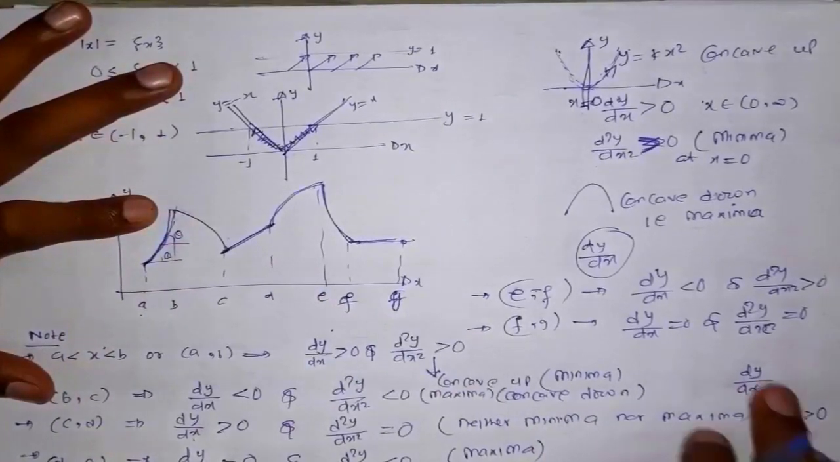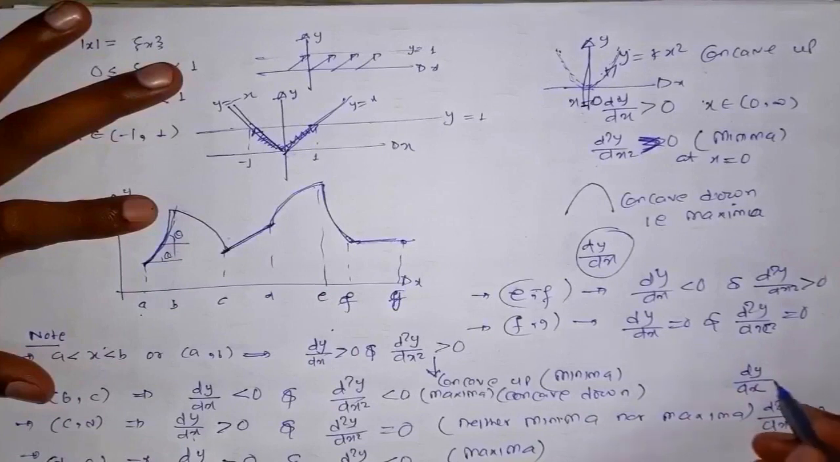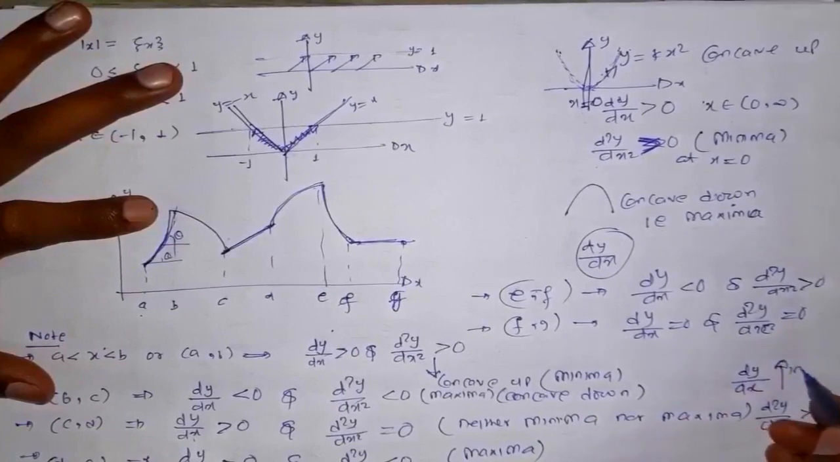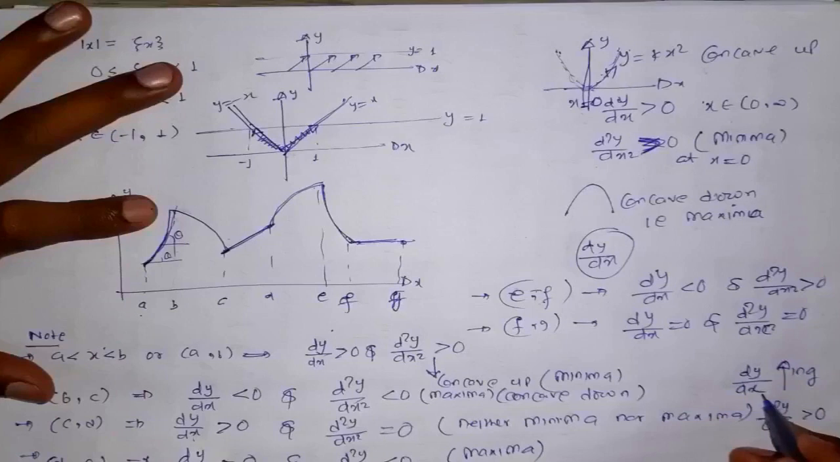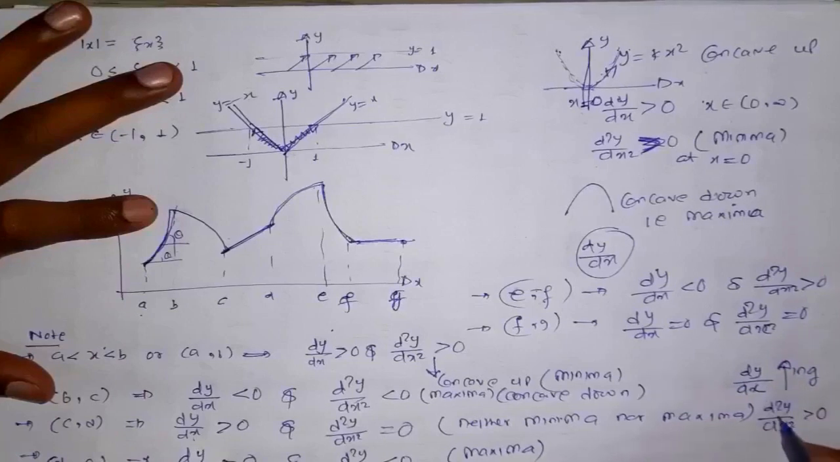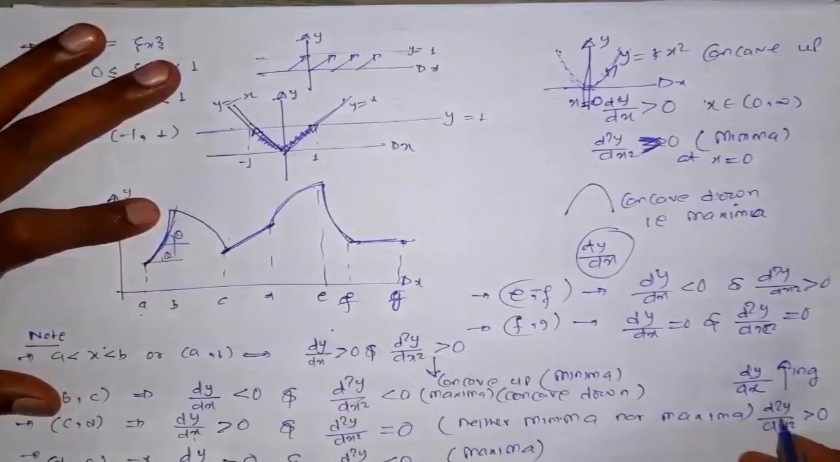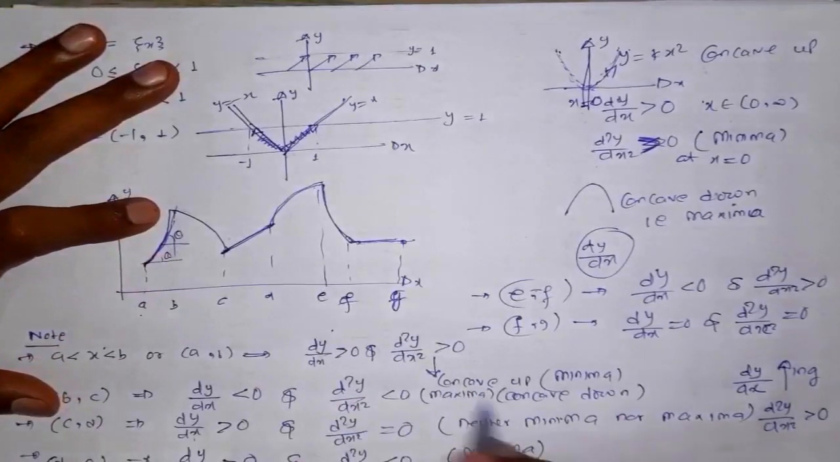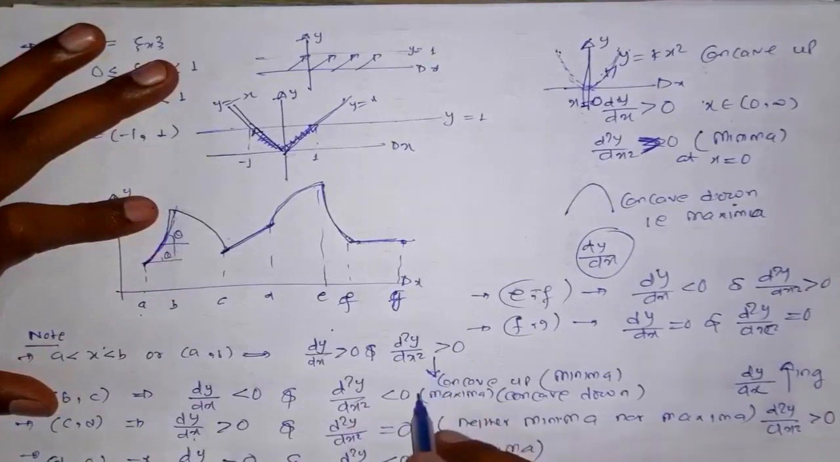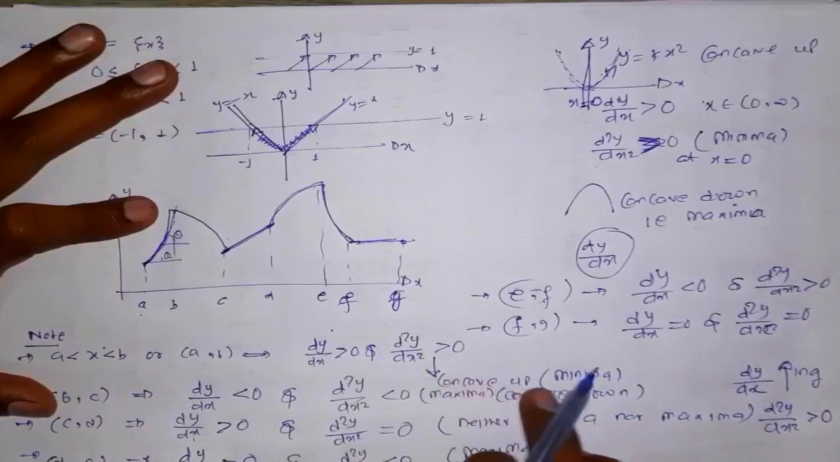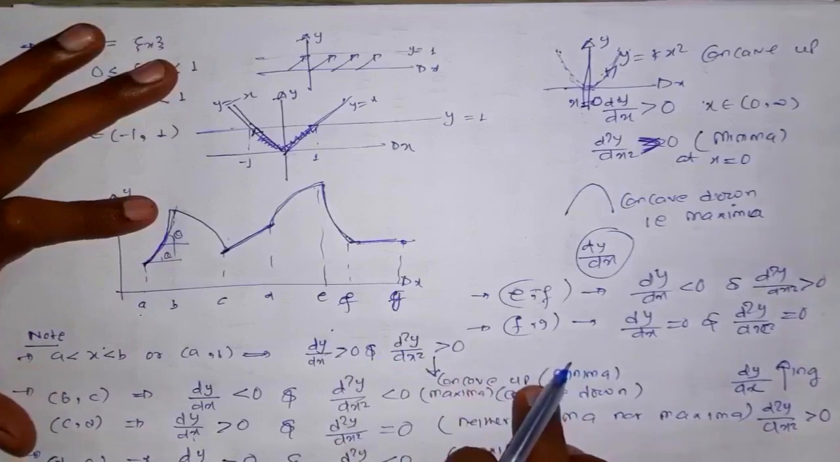Okay, if the slope is increasing, that means dy by dx is increasing. If this is increasing, that means d2y by dx square will be positive. So by observation, we also can say that d2y by dx square is positive. And what is the meaning of that? That will be a minima. Okay, that will be minima. I have already written here. So I hope it is clear to all of you.